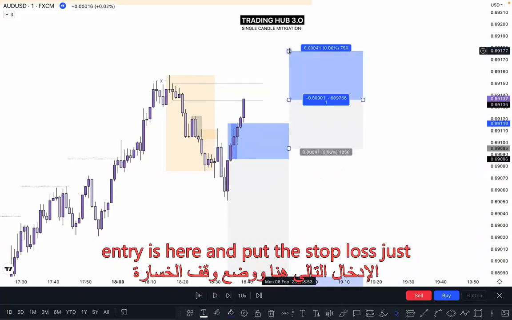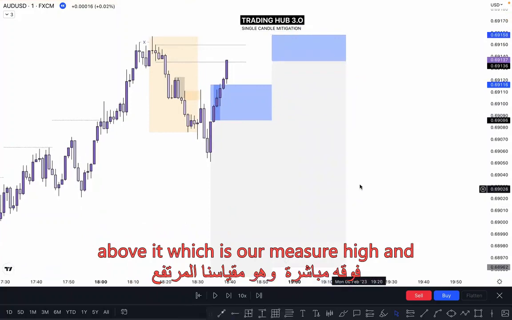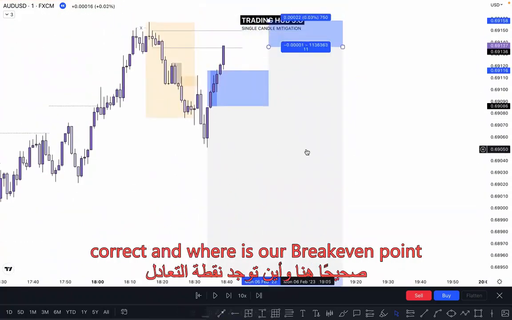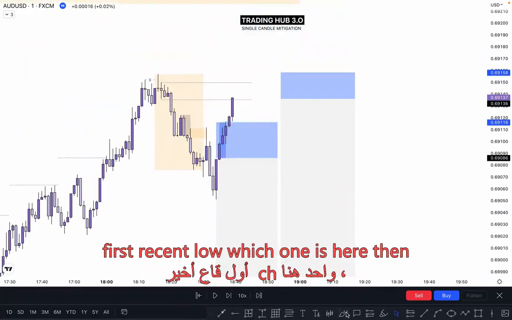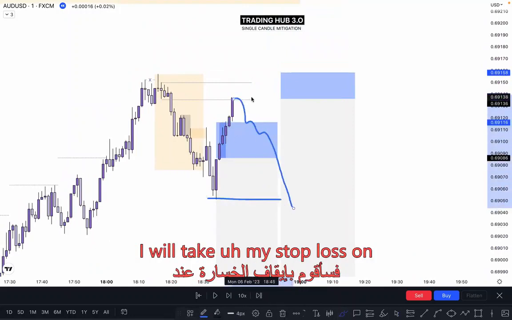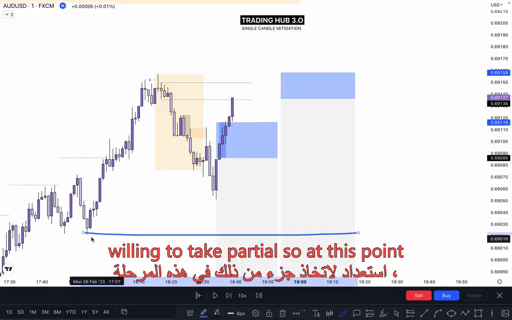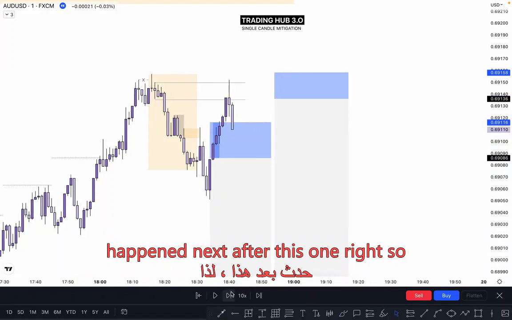And the next entry is here, and put the stop loss just above it, which is our major high. And where is our target? Our target is here, correct? And where is our break even point? If market pushes downside and breaks the first recent low, which one is here, then I will move my stop loss to break even point, right? And if you are willing to take partial, so at this point you can take partial. So let's see what happened next after this one, right?